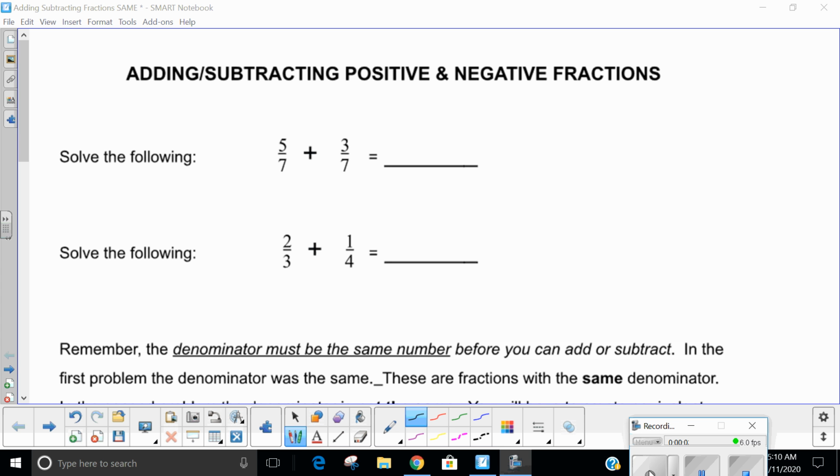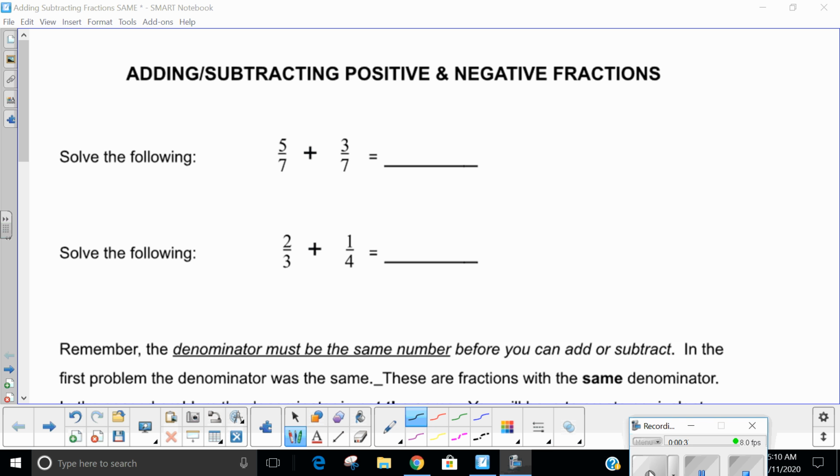Okay, so far this unit we've talked about what rational numbers are, and we learned that they can take the form of decimals, fractions, mixed numbers, and whole numbers. And we've learned how to add and subtract positive and negative forms of rational numbers, including positive and negative integers and positive and negative decimals. Today we're going to start with how to add and subtract positive and negative fractions.